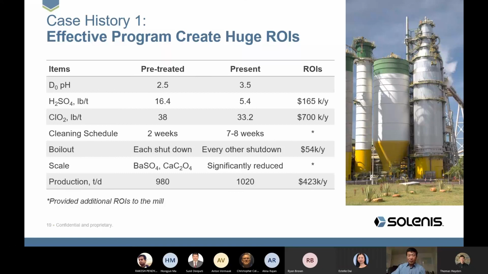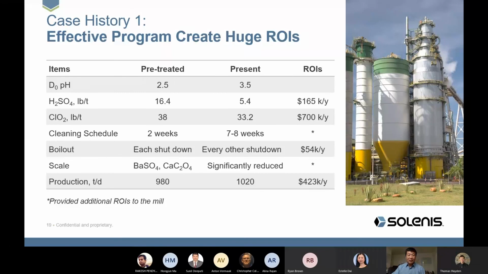Originally, at every shutdown the mill had to boil out, but now they do it every other time. So production also increases. If you put all those together, it's really a lot of savings for the mill.